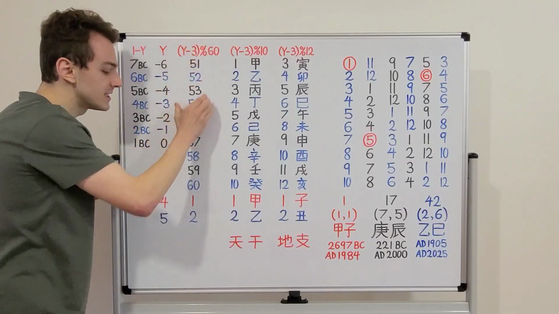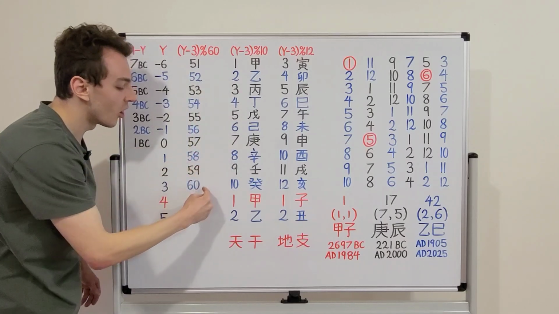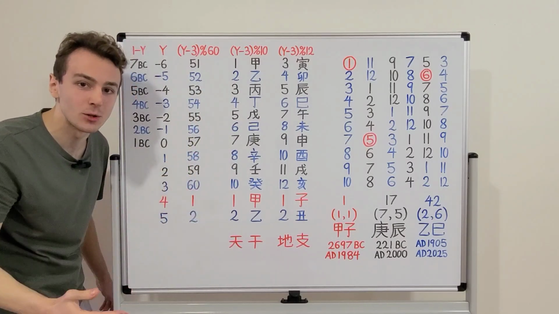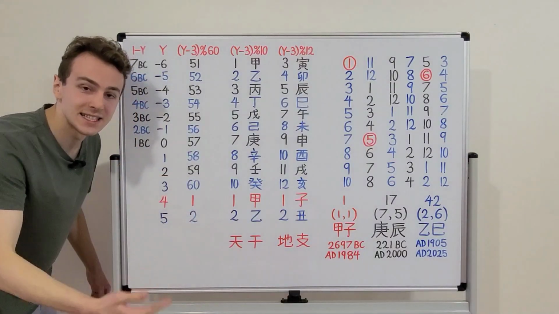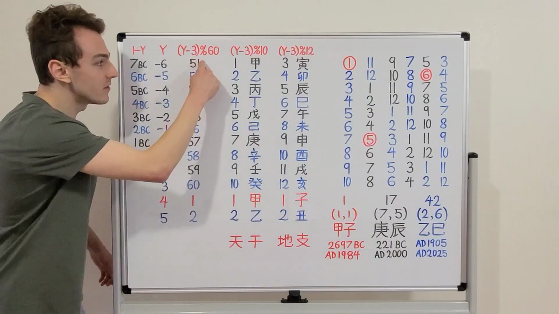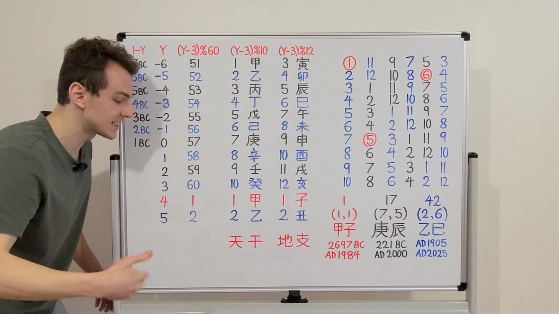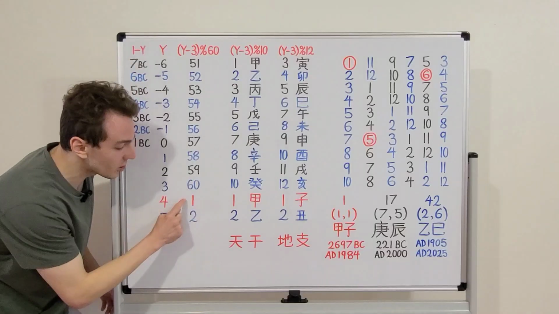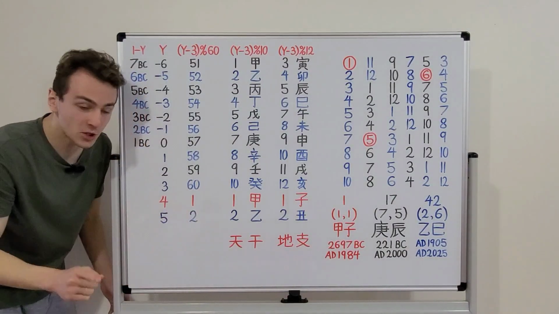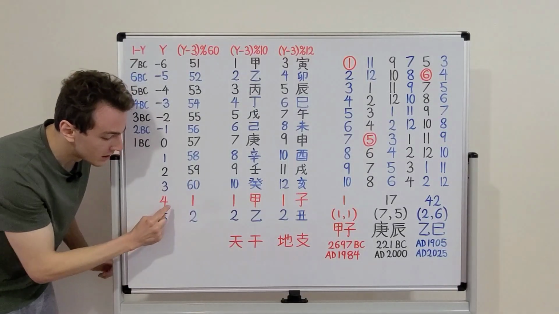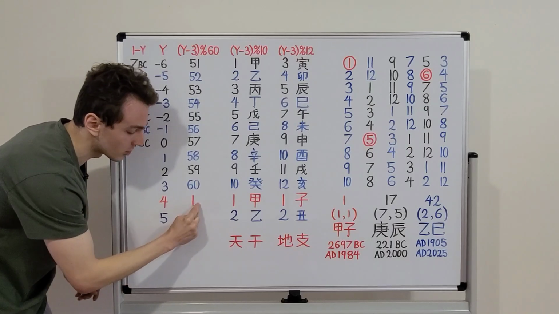Let's have a look at this sequence of numbers. Here we can see the final decade of a sexagenary cycle, and we can also see the first 2 years of the next sexagenary cycle. So we're starting at 51, then we go to 60, which is the final year of the sexagenary cycle, and then we restart. And this is the first year of the sexagenary cycle. Observe that the year AD 4 corresponds to the first year of the sexagenary cycle.